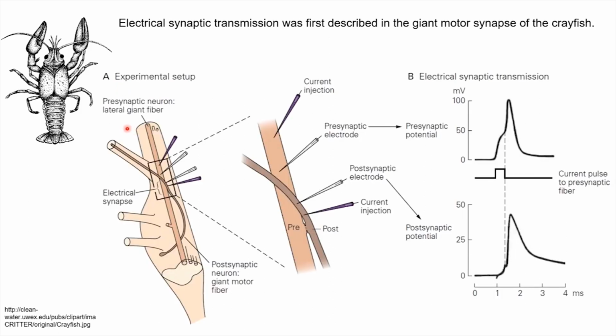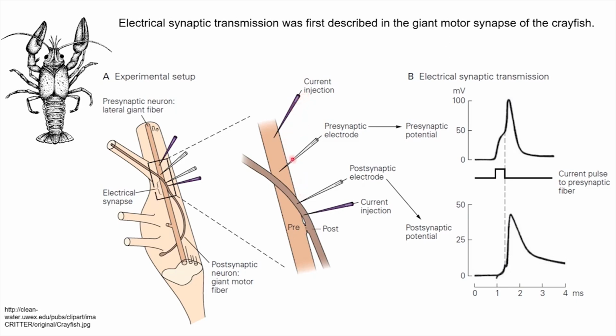So here is a schematic of the neurons between which the electrical synapses were found. One of these neurons is called the lateral giant fiber, shown here, and the other is a motor neuron called the giant motor fiber, shown here. And these two neurons form a synapse here, which is zoomed in. So this is the zoomed in image. So they form a synapse here. The lateral giant fiber is the presynaptic neuron, and the giant motor fiber is the postsynaptic neuron in the darker color here. And the way the electrical synapse was observed was using something like this.